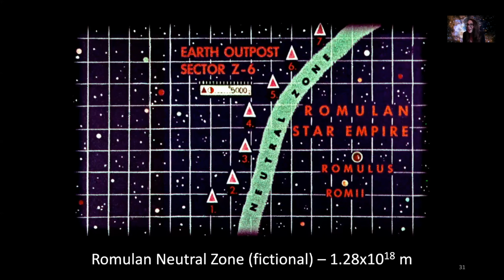Just beyond that, we have something called the Romulan neutral zone at a distance of 1 times 10 to the 18 meters away from the Earth. If you're a Star Trek fan, then you'll know about the Romulan neutral zone. Other than that, it's fictional, so it won't be on an astronomy exam.